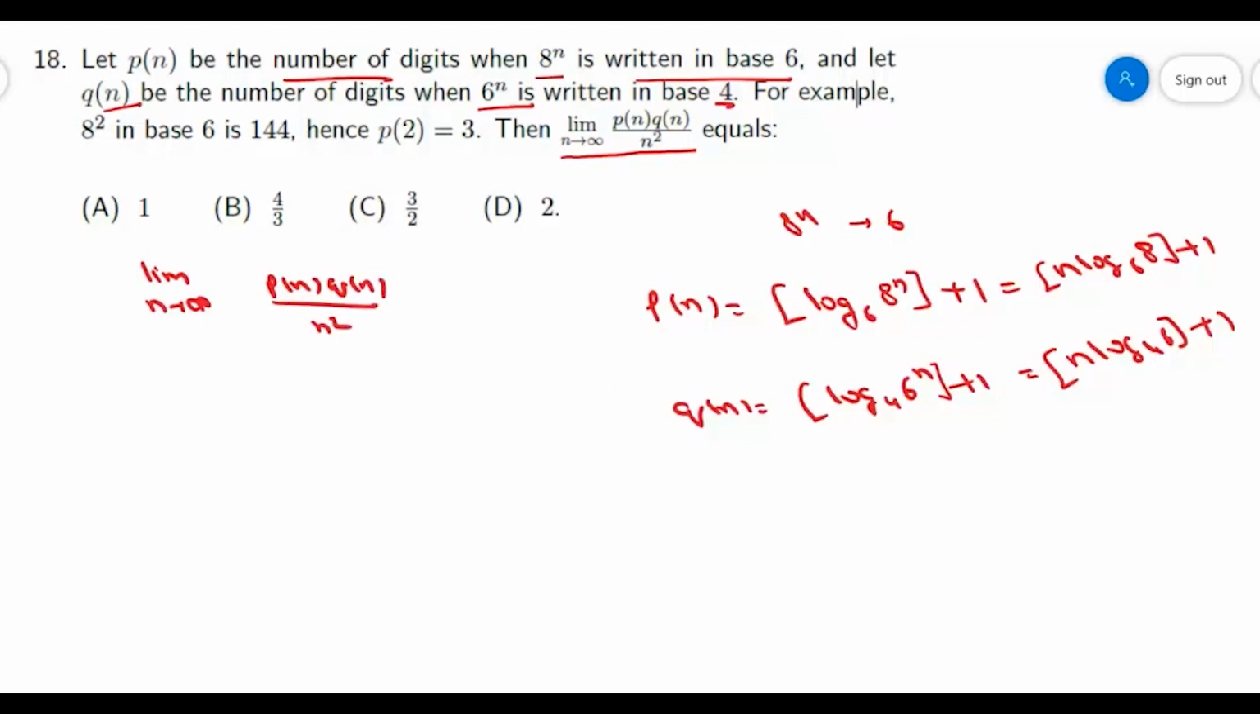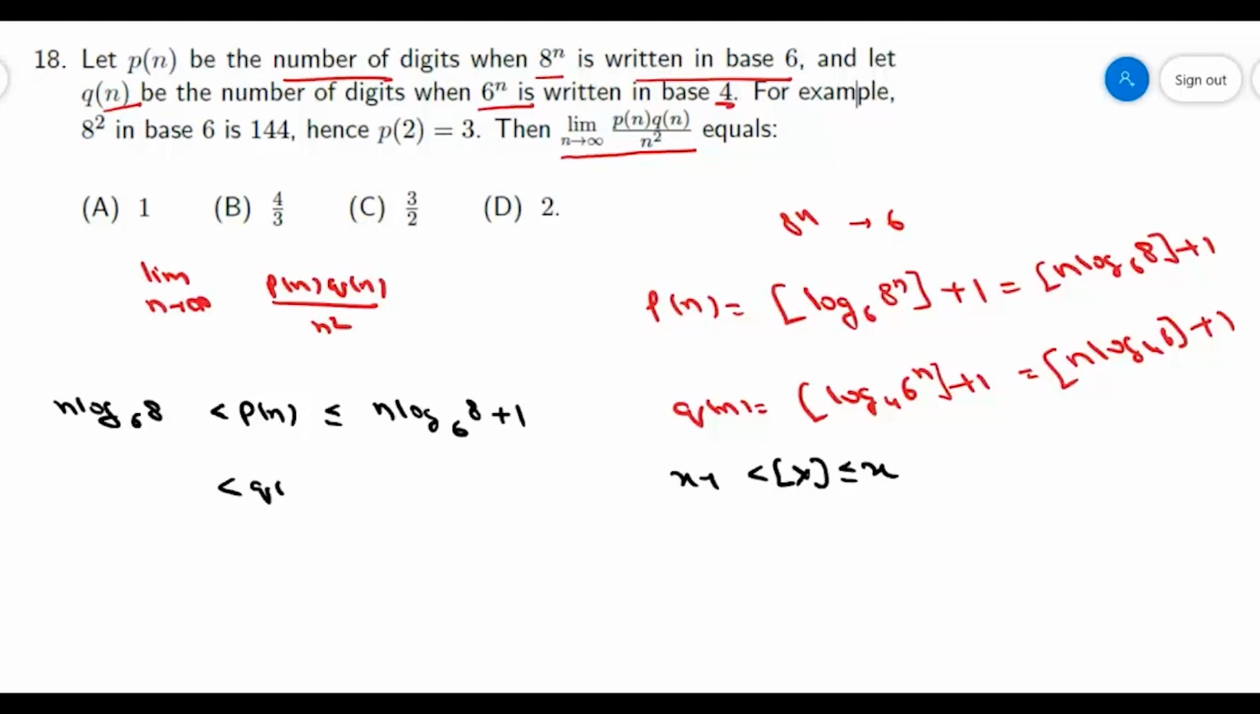Now in the greatest integer function, we know this property that the greatest integer function of x is always less than or equal to x and it is greater than x minus 1. So I can write Pn is less than or equal to n log 8 base 6 plus 1 and it is greater than n log 8 base 6. In the same way, we can write Qn. So Qn will be less than n log 6 base 4 plus 1 and greater than n log 6 base 4.